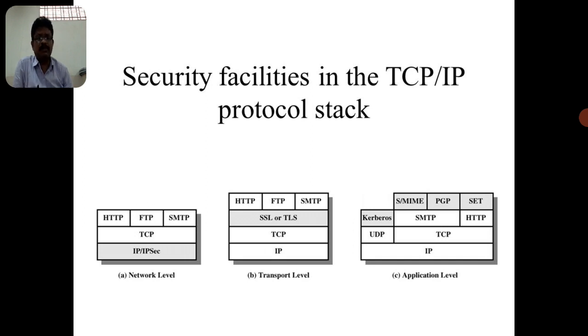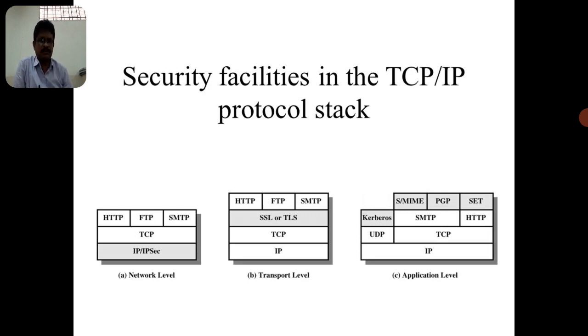SMTP is the default format of internet messages. Whatever message we prepare can be formed in the SMTP format. So this is the simple network level, which can be configured in web security. And the second level is the transport level.